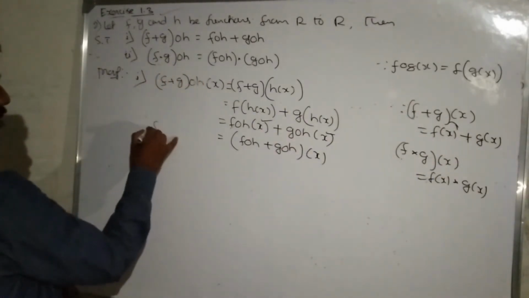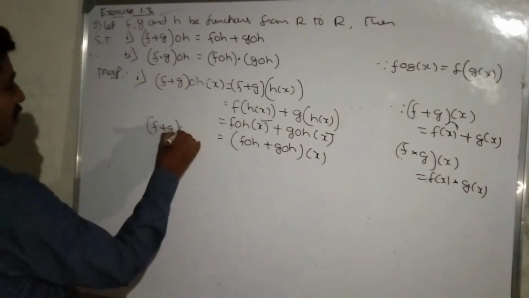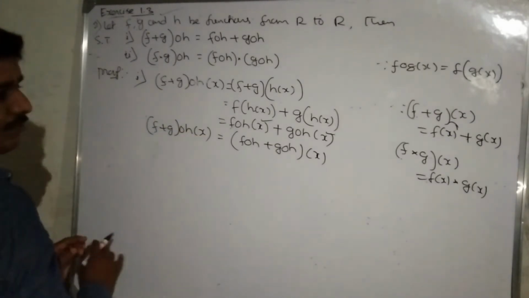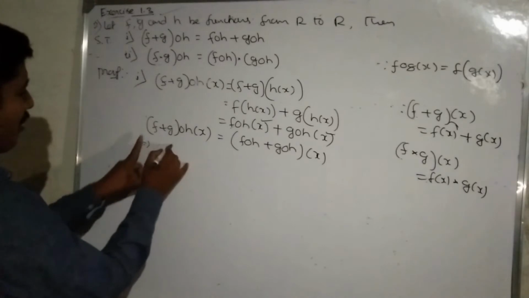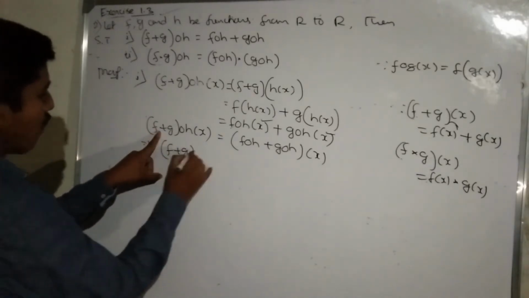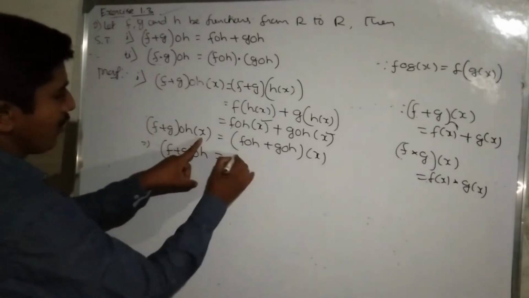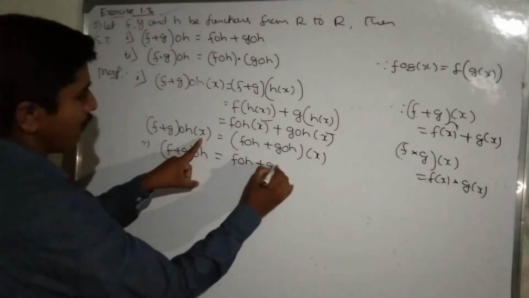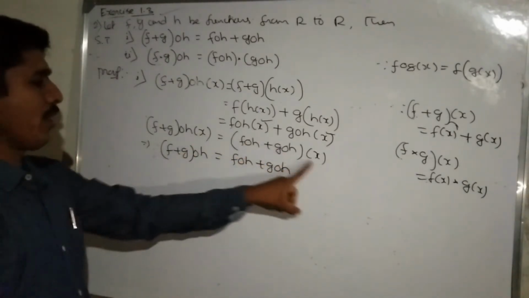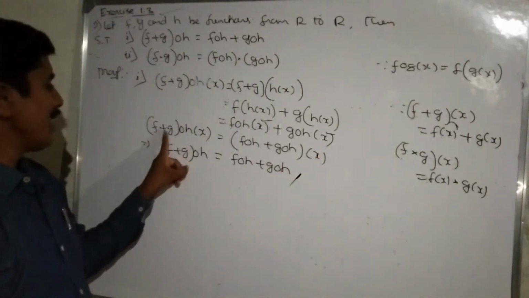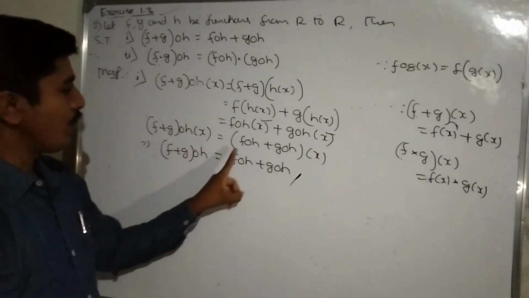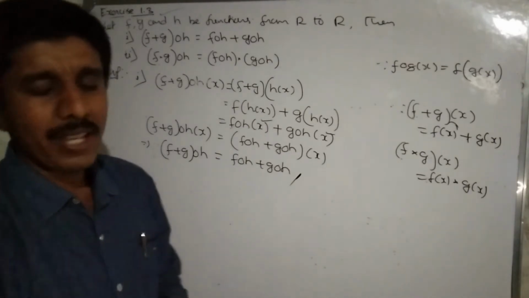Here the LHS, (F plus G) of H of x. So LHS equals RHS, and this can be written as (F plus G) o H is equal to FoH plus GoH. See, I am removing the domain element x on both sides. (F plus G) o H is equal to FoH plus GoH.